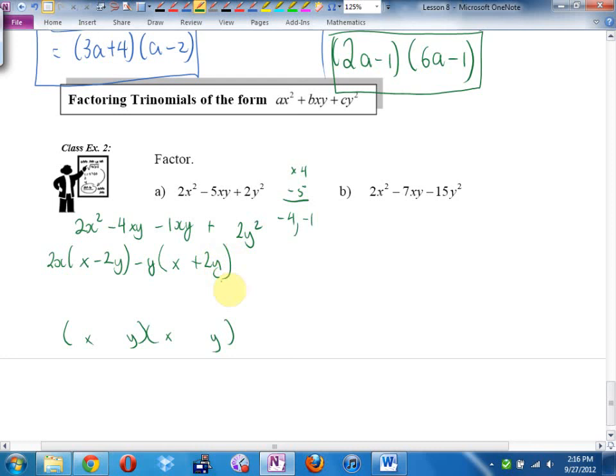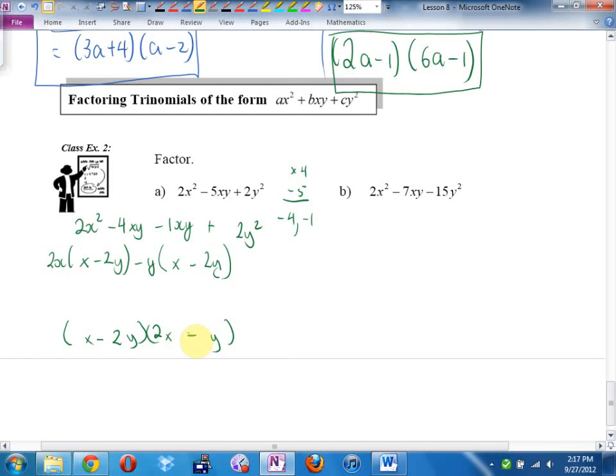Oh, no, not a positive 2y. I factored out a negative, Mr. Dewick. I get a -2y. And that's a good thing because my brackets match. Final answer, there's going to be an x minus 2y and a 2x minus y. Yeah.